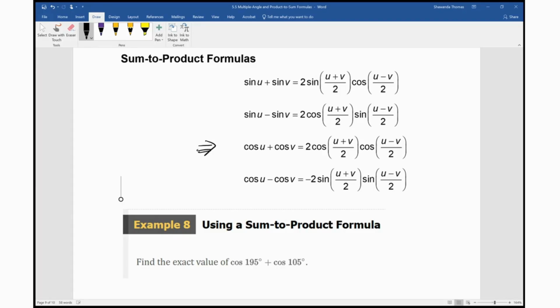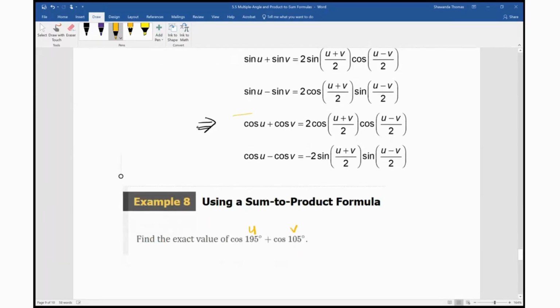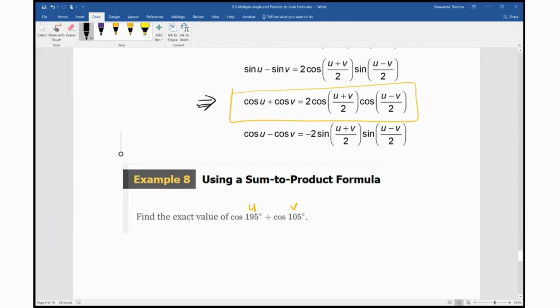What do you want to be u? 195, because it doesn't matter. All right, u is 195, so we're going to say v is 105. We're just going to follow the roadmap of this formula right here. So I'm going to go ahead and just put equal over here. That's the left side. Let's write the right side.